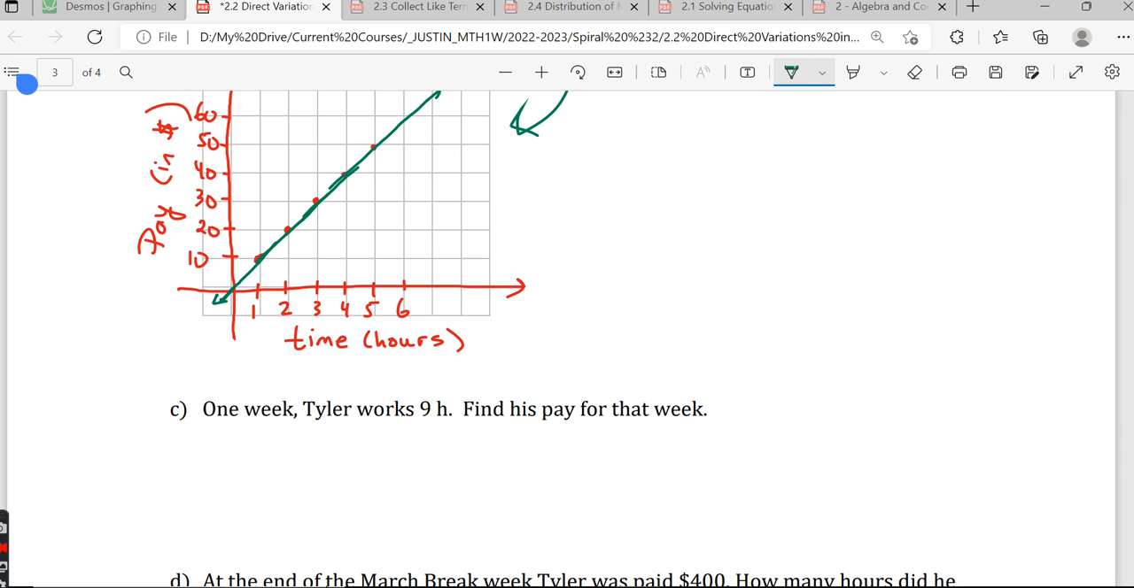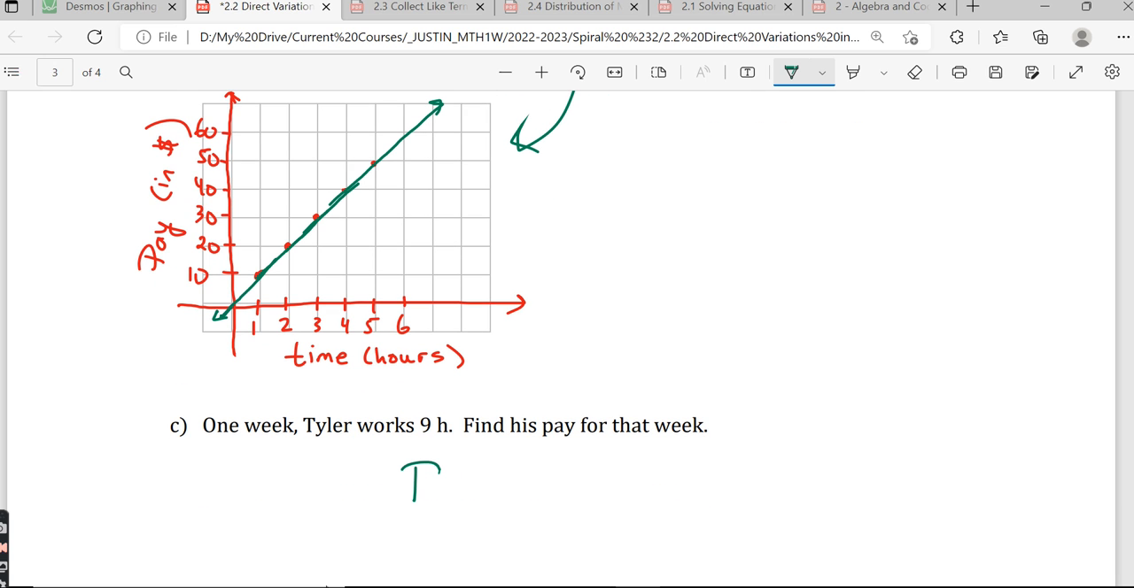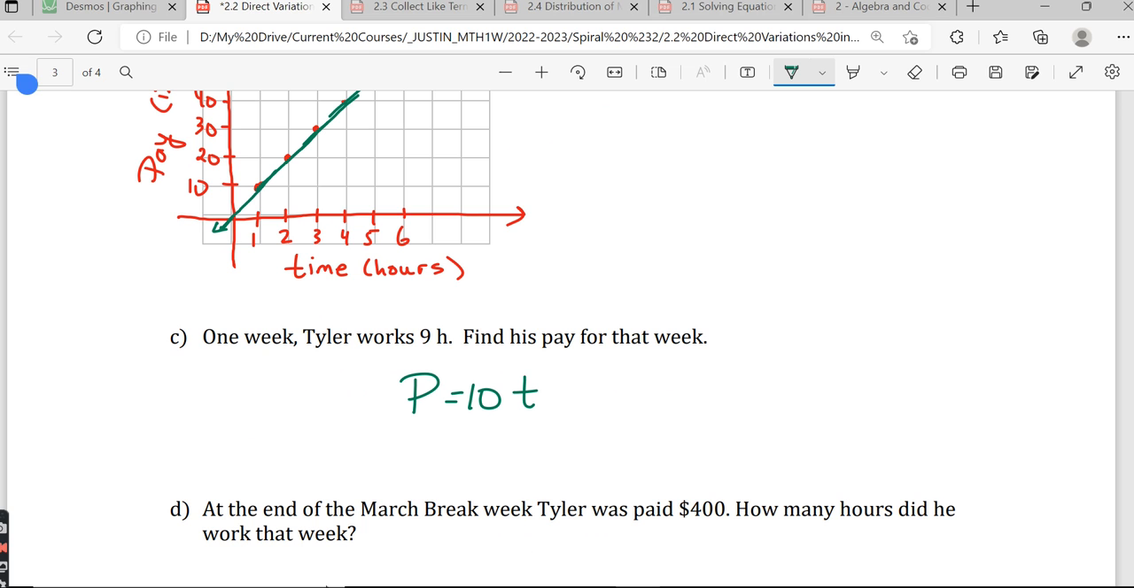1 week, Tyler works 9 hours. Find his pay for that week. Well, we know that the pay is equal to 10 times T, which means the pay would equal 10 times 9, which would equal $90. So therefore, Tyler made $90 that week.